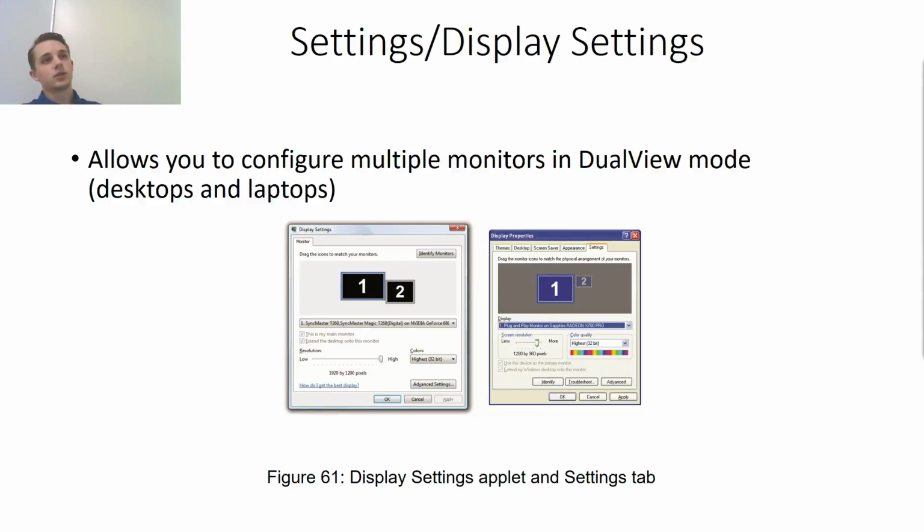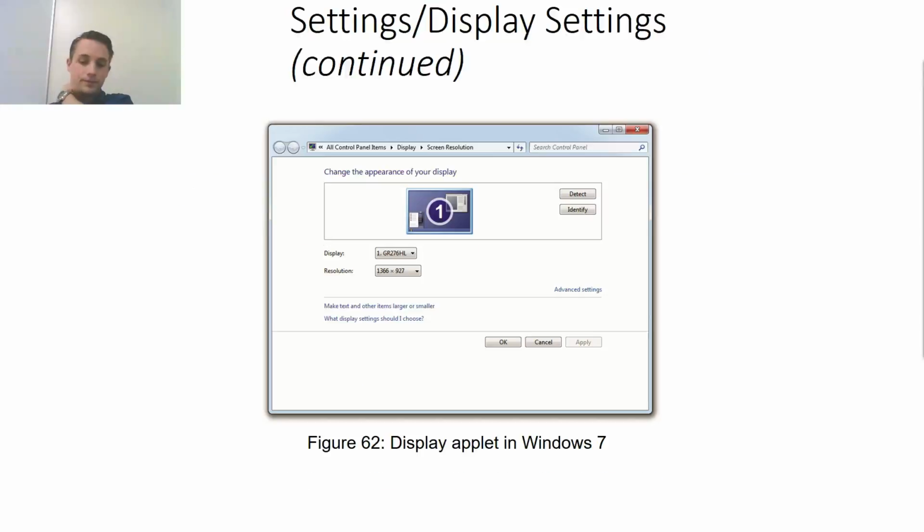And then here's the screen where you can rearrange your desktop monitors, so you're not dragging to the right to get to your left monitor or something like that. It's just a visual way to rearrange everything. And this is what it looks like in Windows 7 if you only have one monitor in this case.